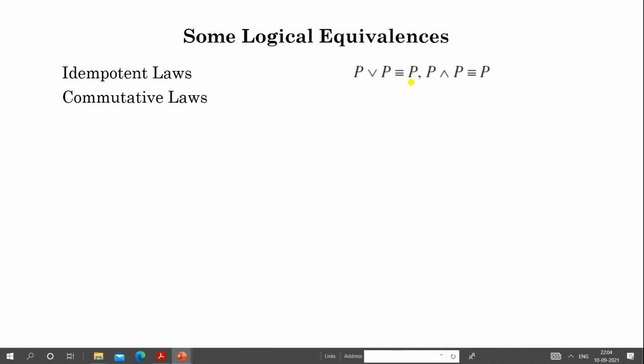Next one is commutative law. Commutative law, P and Q is equivalent to Q and P. It means we have changed the order. Similarly, you can write it for disjunction also.